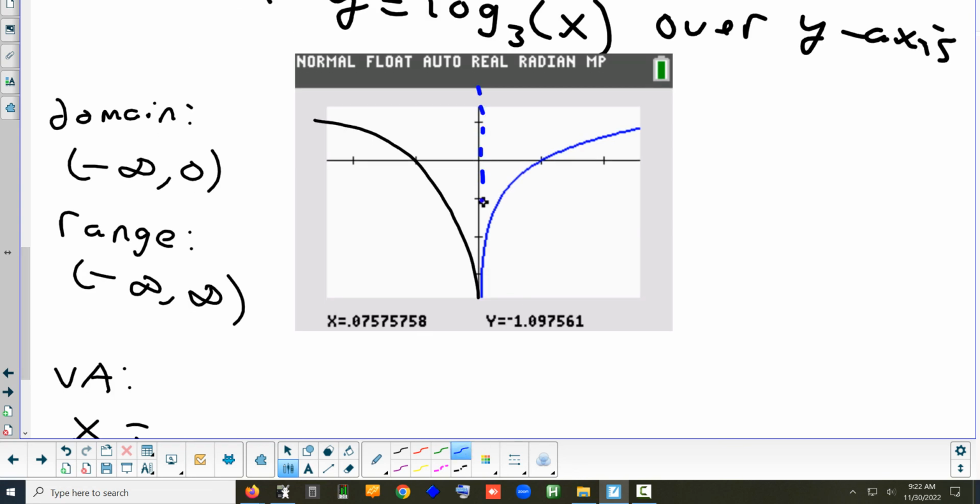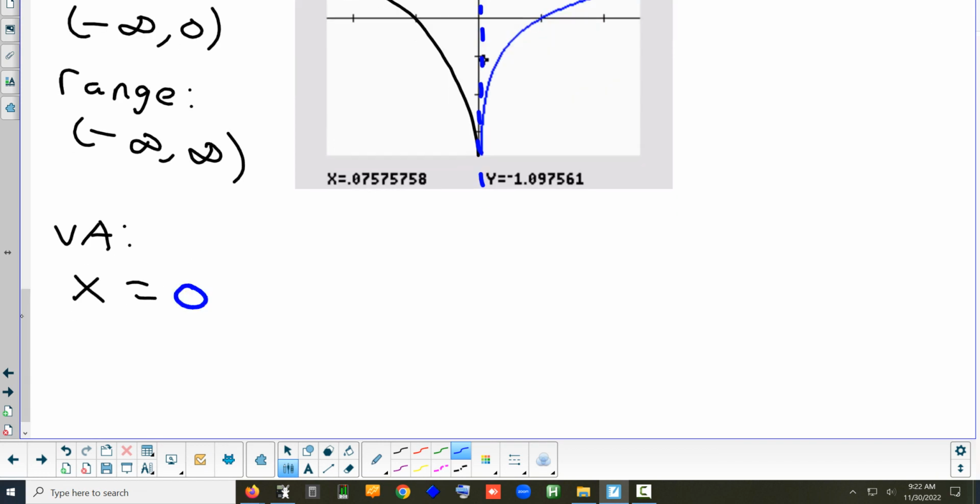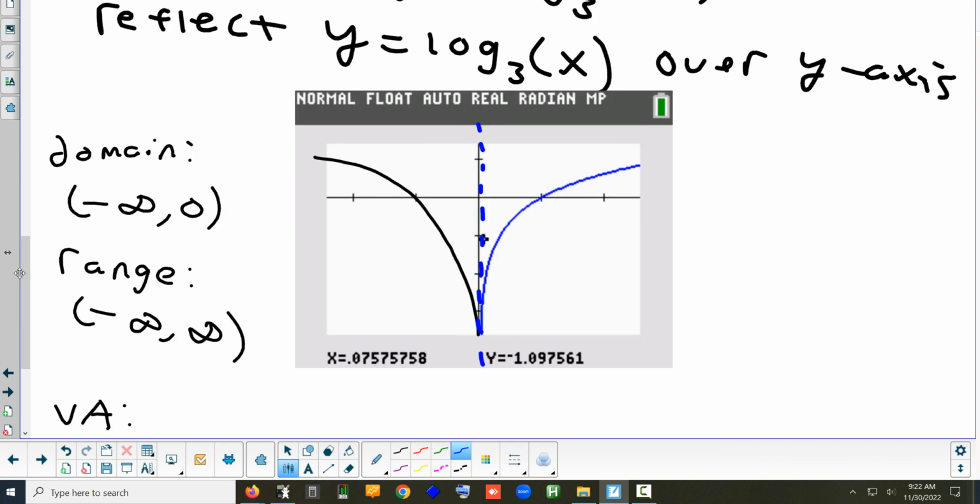So what happened to the vertical asymptote when I reflected it? It stayed the same. It doesn't always stay the same, but in this case it stayed the same because your line of reflection was the asymptote. Anytime you reflect something and it's on the line of reflection, it doesn't move. It stays perfectly still.